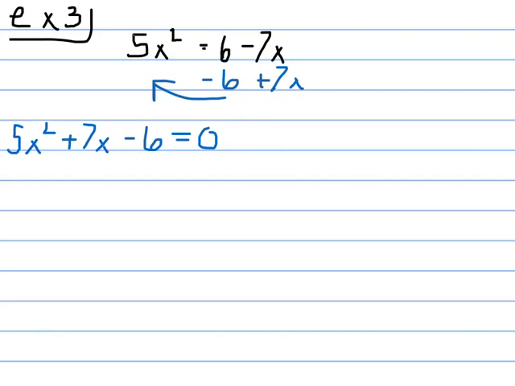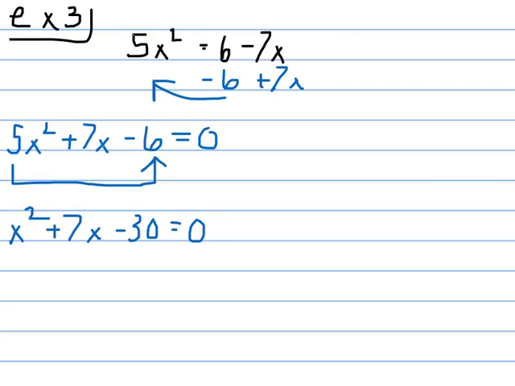Now we want to first look for a common factor, and there is none. So then the second thing we will do is let's multiply the 5 there. We get x squared plus 7x minus 30 equals 0.